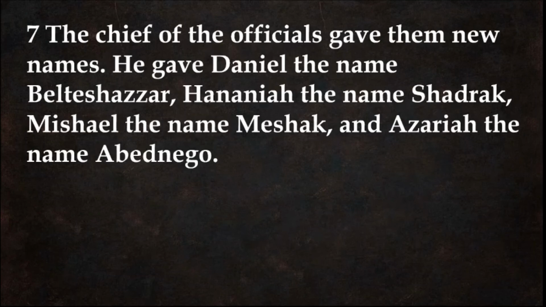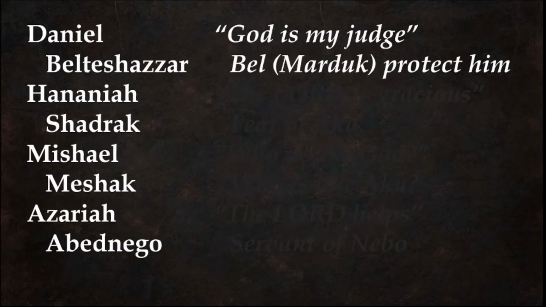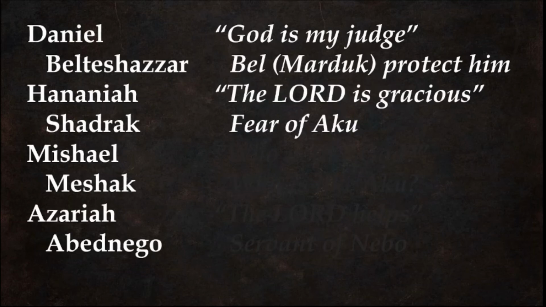But anyway, names get changed. So he changes Daniel to Belteshazzar, Hananiah to Shadrak, Mishael to Meshak, and Azariah to Abednego. And just to look at them, Daniel means God is my judge. Belteshazzar means Bel, or Marduk, judge or protect him. So they're kind of related names. Hananiah means the Lord is gracious. And he gives him the name Shadrak, fear of Aku. Aku is the Sumerian or Babylonian moon god. So there's that moon god worship coming out of Chaldea again.